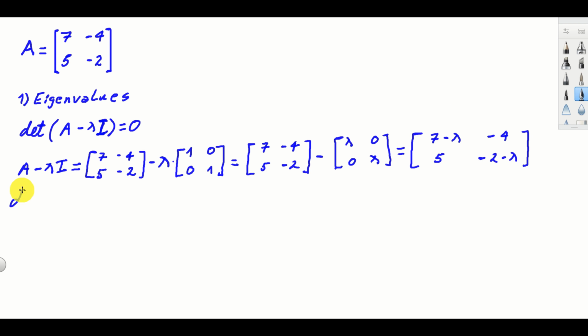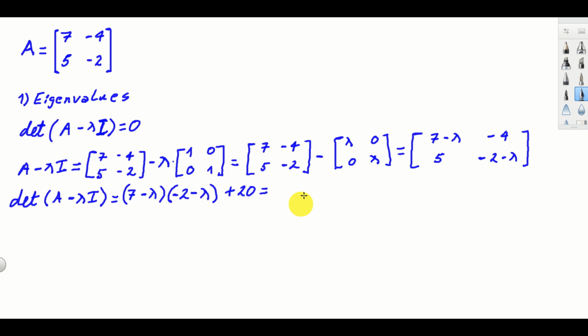The next step, we need to compute the determinant of this matrix. So let's do that. The determinant is 7 minus lambda multiplying minus 2 minus lambda. And then we have minus 1 multiplying minus 4 multiplying 5 becomes plus 20. Let's nicely write this. So this is the determinant.